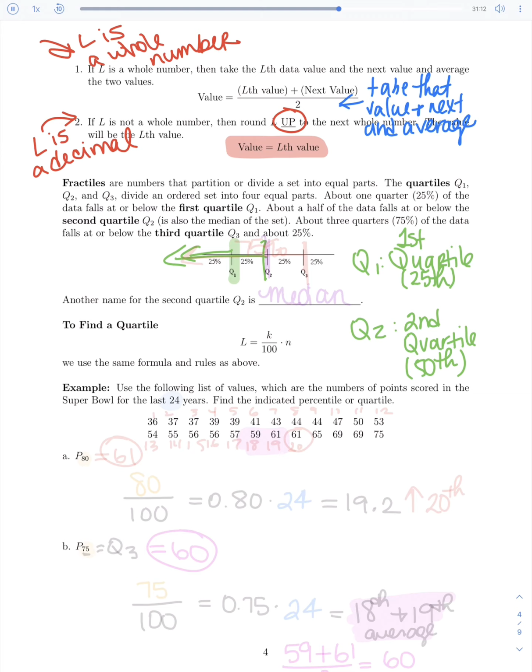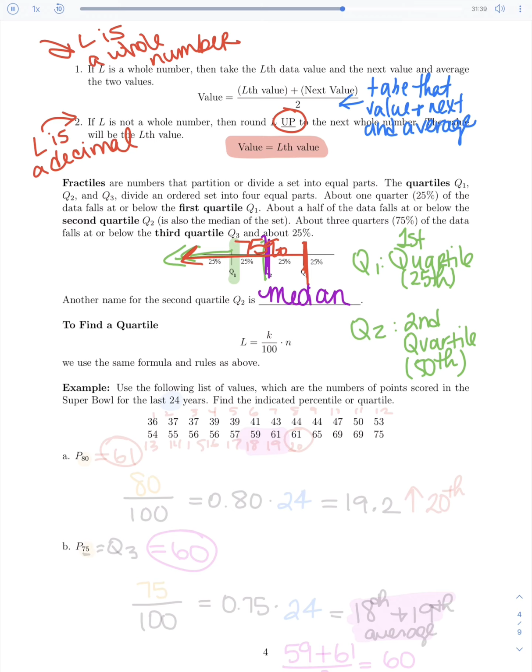And there is another name for our halfway mark. Q2 is also known as your median, your middle. And then of course we have our third quartile, Q3, which is 3 quarters, which means you're looking at 75% of the data below you. It's just so that if you see Q instead of P, you don't panic. It's still the same idea.